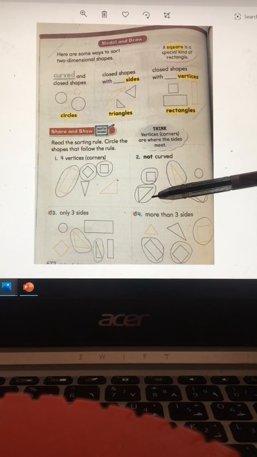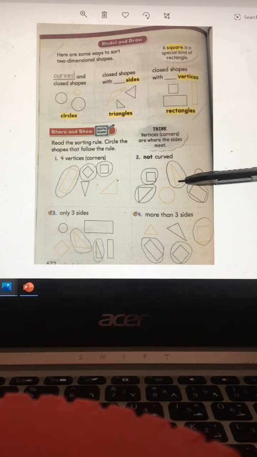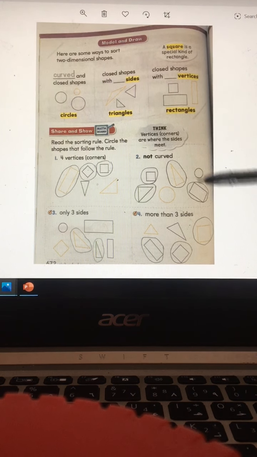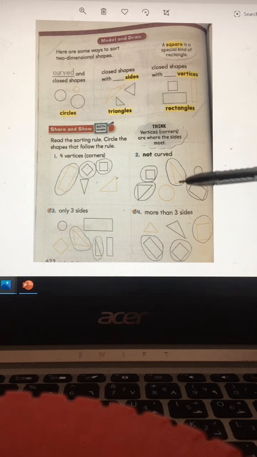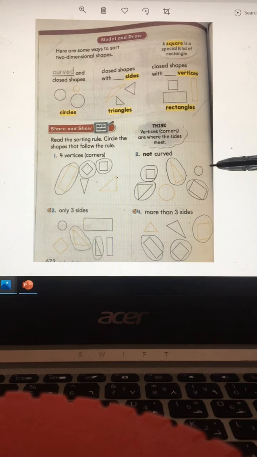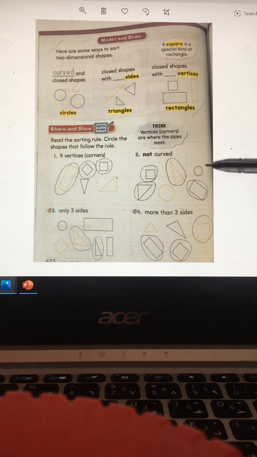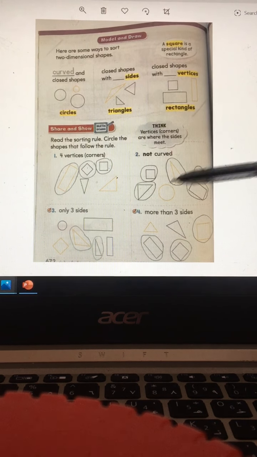This is another shape of a triangle. We will also circle it because, as we said, the triangle has only flat surfaces. It doesn't have any curved surfaces. The rectangle also has straight sides or flat surfaces, not curved, so we can circle it as well. These 2 circles, one small and one big, both have curved surfaces, so they are not following the sorting rule. That's why we didn't circle them.